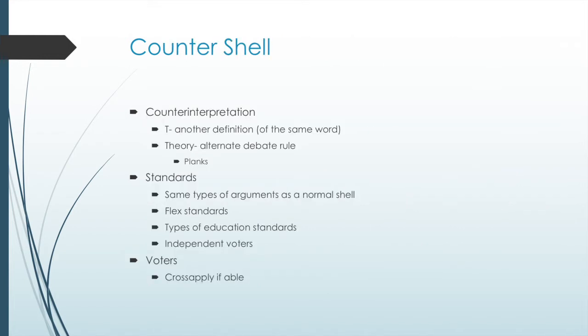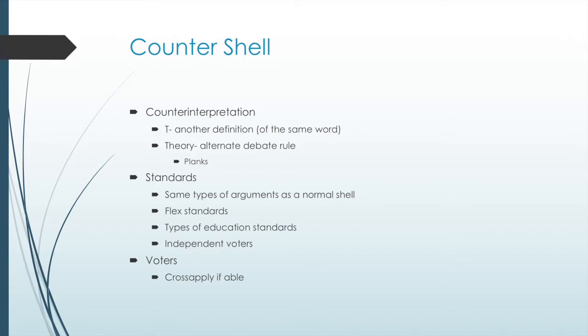So if we're going the competing interps route, then what we need to write is a counter shell. We need to come up with that alternative rule or that alternative definition and justify why that's good. And so the structure of this is very similar to the structure of an actual shell. So notable difference one is that instead of an interpretation, we have a counter interpretation, because it's saying this is how we should view this issue as opposed to how my opponent is viewing it.